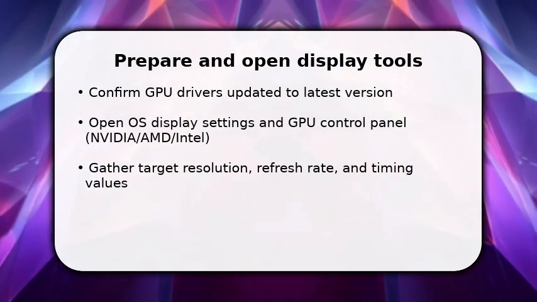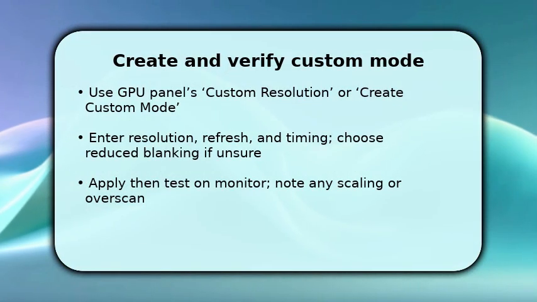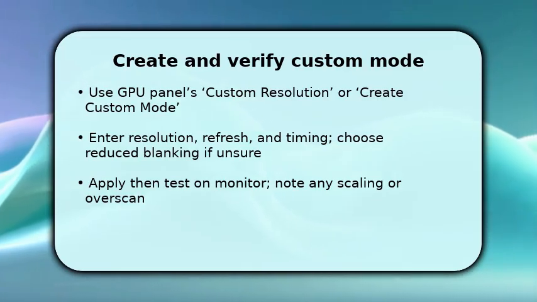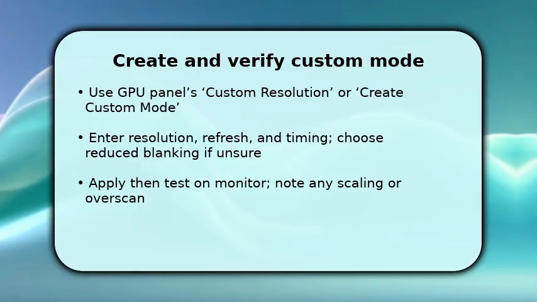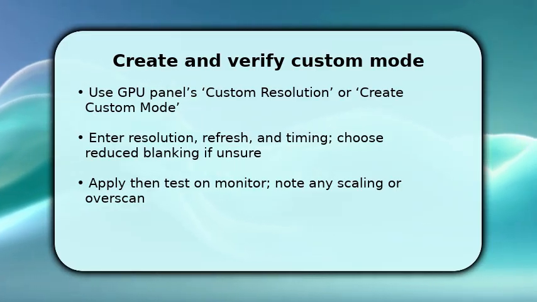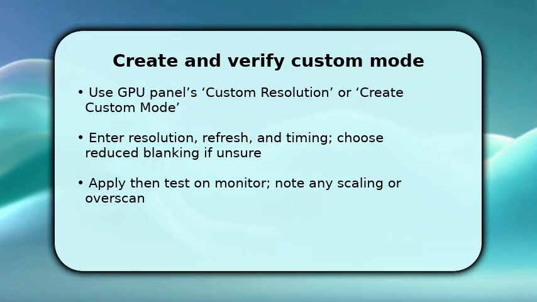You now create the custom mode in the GPU control panel. Select Create Custom Resolution, input the width and height, set the refresh rate, and paste timing values. Choose Reduced Blanking if you're unsure about advanced timings. Click Test or Apply to push the mode to the display.